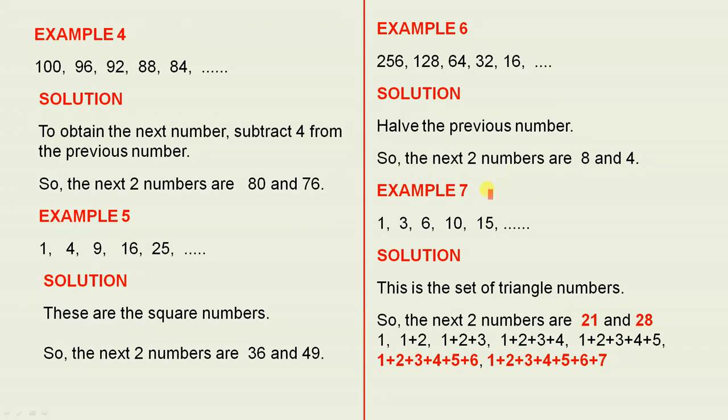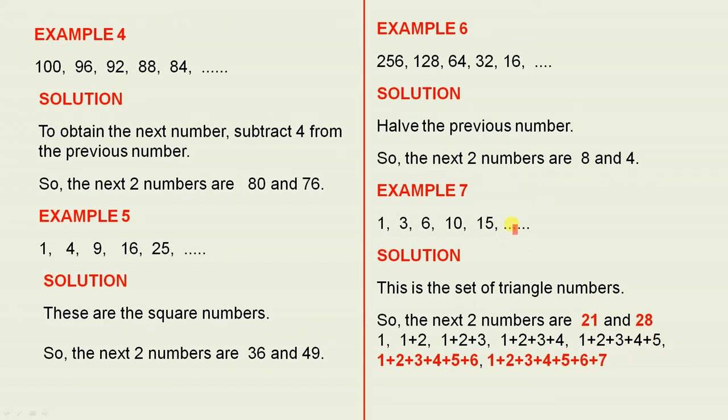Example 7. 1, 3, 6, 10 and 15. This is the set of triangle numbers. Now we saw that earlier and we showed how to get those numbers. So the first number is 1. The next one's 1 plus 2. 1 plus 2 plus 3. 1 plus 2 plus 3 plus 4. 1 plus 2 plus 3 plus 4 plus 5. So that one gives you the 15.